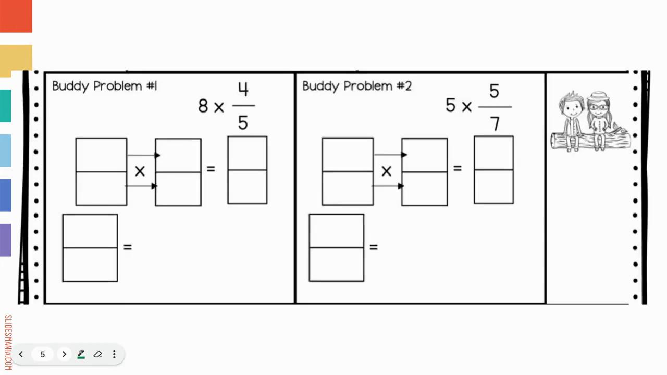Okay, our next problem is 8 times 4/5. So we're going to start off by changing 8 to 8 over 1. And 4/5 just stays the same. And then on the top, we've got 8 times 4, which is 32. On the bottom, we've got 1 times 5, which is 5. And this cannot be reduced. So we got our answer, which is 32 over 5.